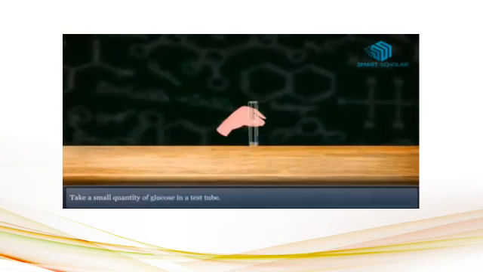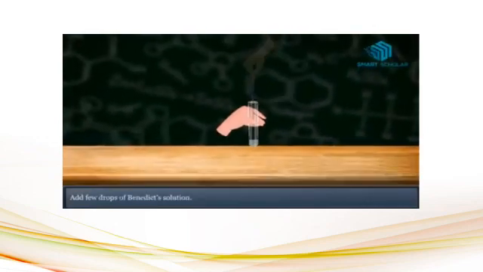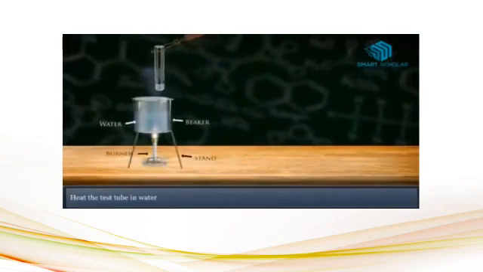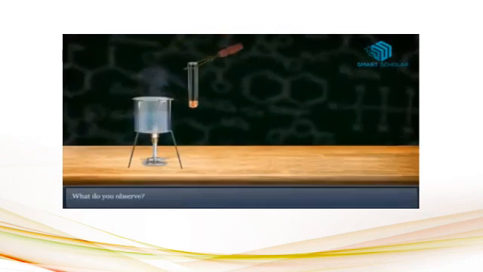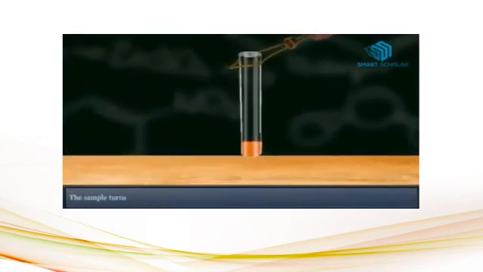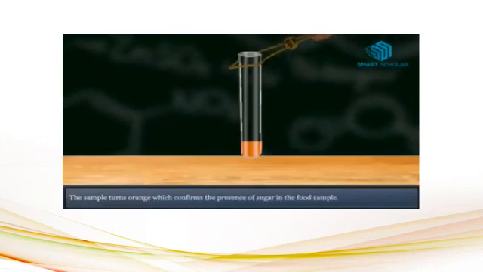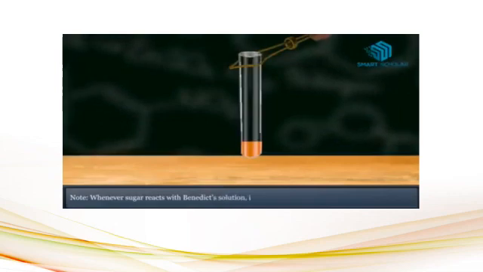Take a small quantity of glucose in a test tube. Add a few drops of Benedict's solution. Heat the test tube in water bath. What do you observe? The sample turns orange, which confirms the presence of sugar in the food sample. Note: whenever sugar reacts with Benedict's solution, it turns orange.